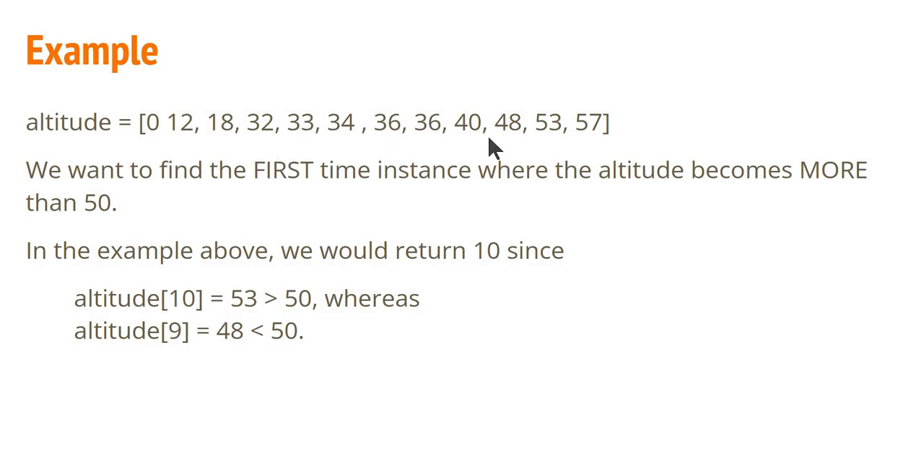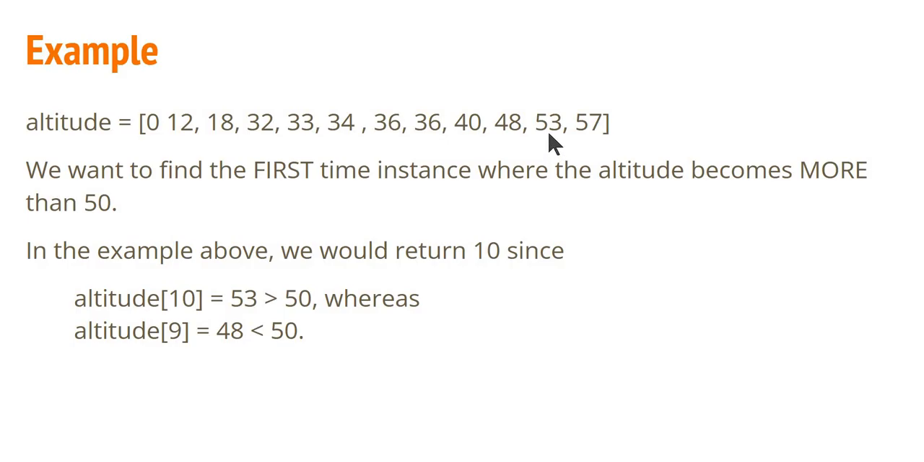Now the task we have at hand is the first time instant. So this is, like I said, at regular time instances, could be 1 second, could be 5 seconds, whatever. The first time instance, basically the first index where the altitude becomes more than, for example, 50. Now in this case, the answer would be 10, because look, 53 and 48. So this is 0, 1, 2, 3, 4, 5, 6, 7, 8, 9, 10. So altitude 10 is 53, which is more than 50, whereas altitude 9 is 48, which is less than 50. So basically, the first time that we measured a height or altitude more than 50 was indeed at index 10.